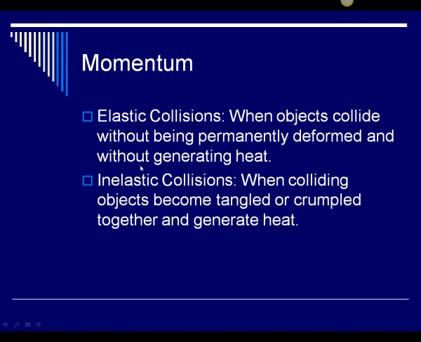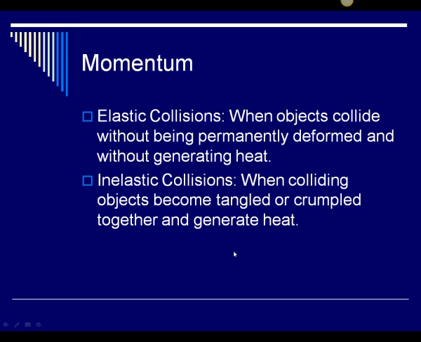The other type is an inelastic collision. This is when objects collide and become tangled or crumpled together and do generate heat. Heat is a type of energy, and we're going to talk more about that when we get to the energy section. So elastic is when they hit and bounce off one another. Inelastic is when they hit and crumple together and deform each other and travel as basically one object afterwards. And they do generate heat. We'll see these when we work the problems.